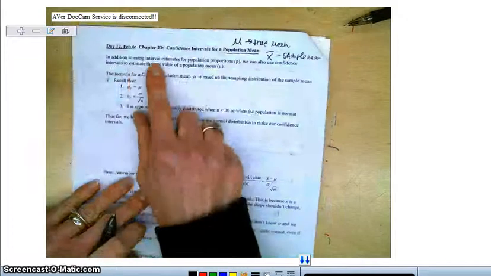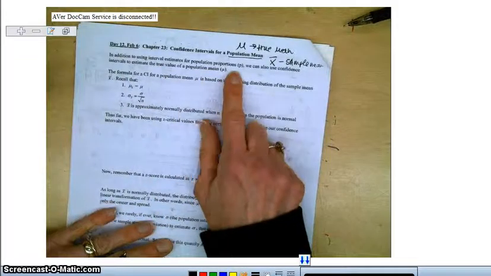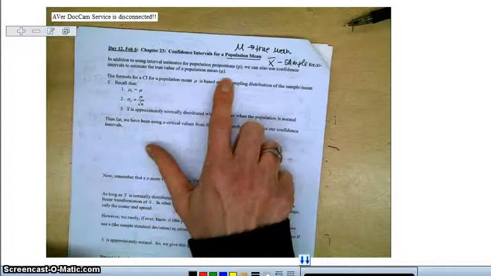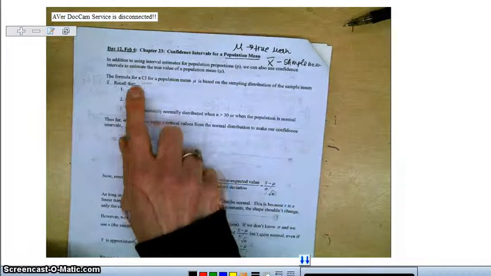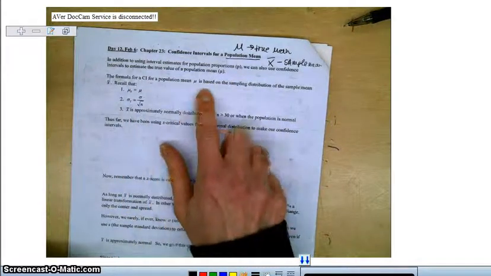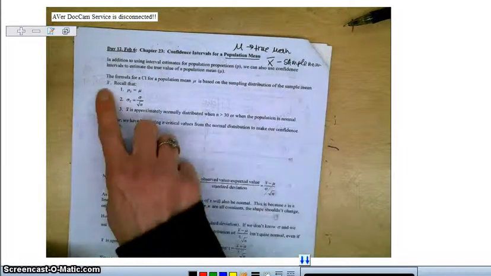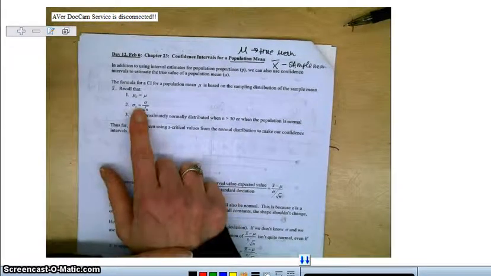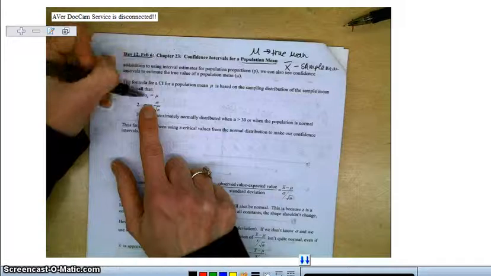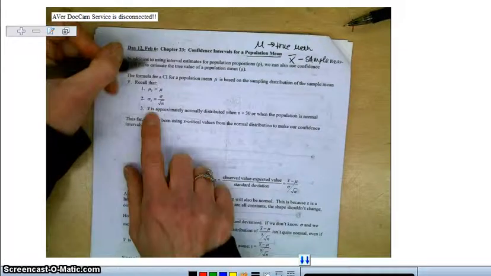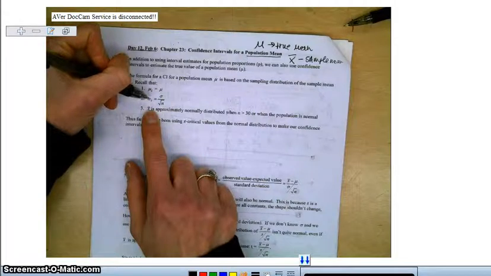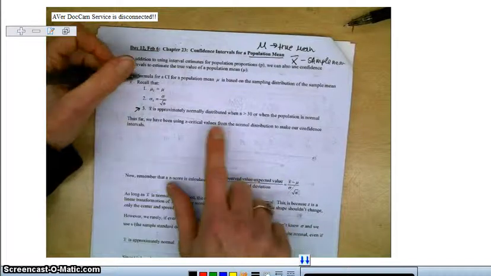So, in addition to using interval estimates for population proportions, p, we can also use confidence intervals to estimate the true value of a population mean, mu. The formula for a confidence interval for a population mean is based on the sampling distribution of the sample mean X bar. So this is a review. Recall from the last chapter, 18, the mean of X bar is the true mean, and the standard deviation of the sampling distribution of the sample mean is sigma divided by the square root of n. And it's approximately normal when n is greater than 30.